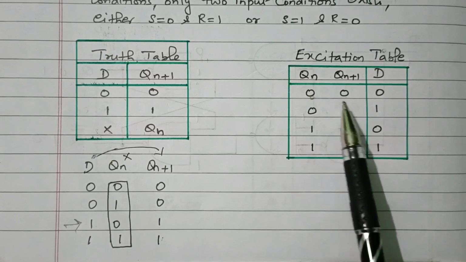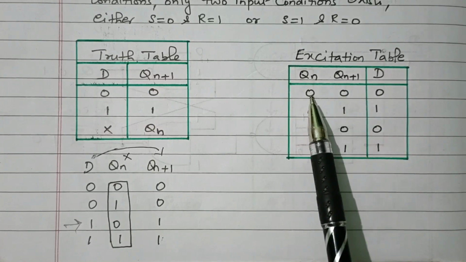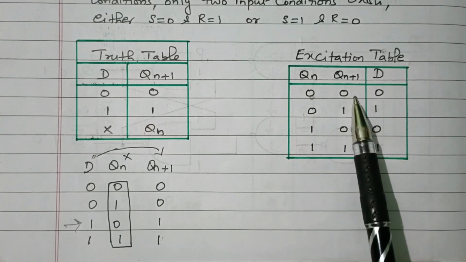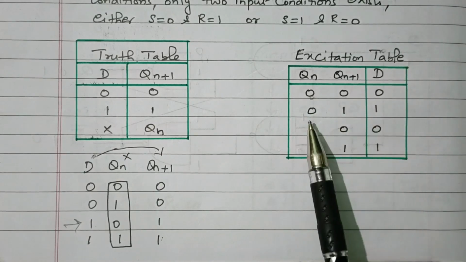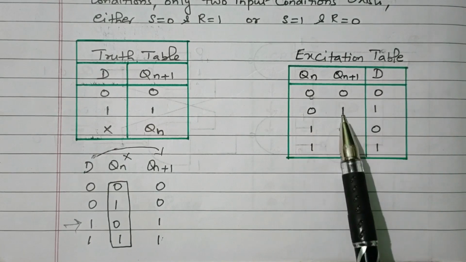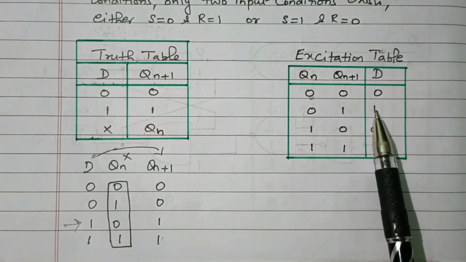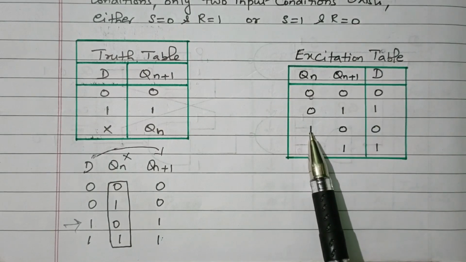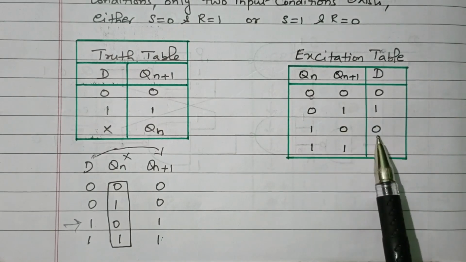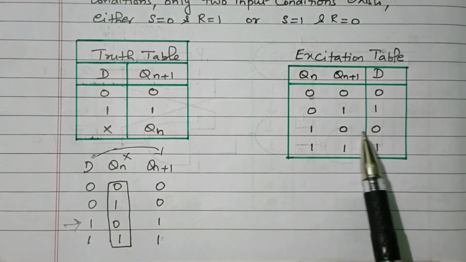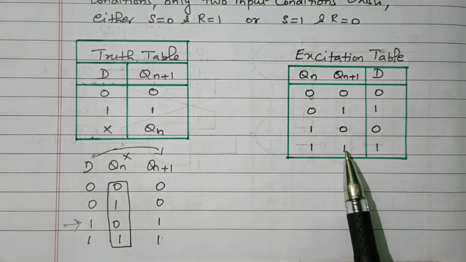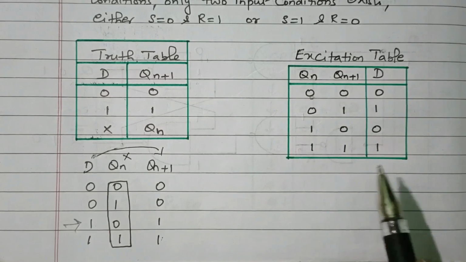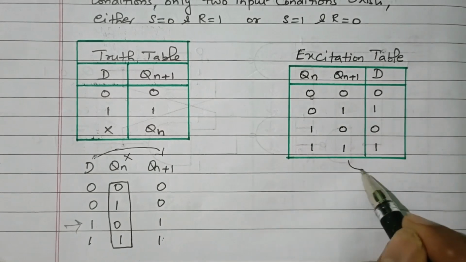Right. So for 0 and 0, present state is 0 and next state also 0, the D input is this Qn plus 1, 0. Present state is 0, next state should be 1, the D input is 1. That is nothing but Qn plus 1. Present state is 1, it should be changed to 0, the D input is 0. Present state 1, next state also 1, D value should be 1, right? It is very simple.